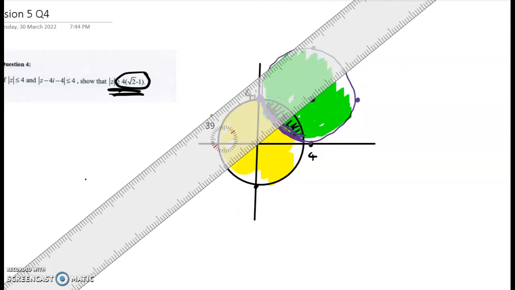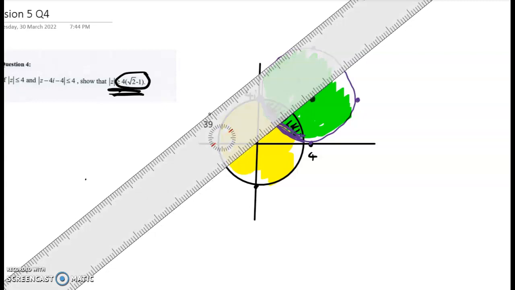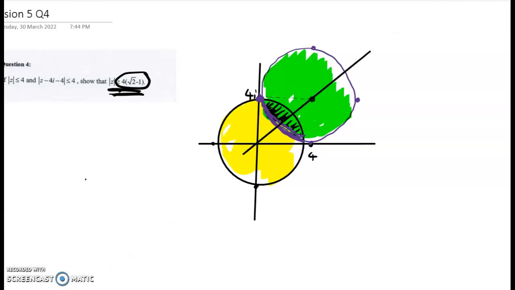It's going to be on the line between the origin and the center of that other circle. Let's see if I can draw that in, right? So we're going to be on that line. What we're looking for is to find this distance here, and we need to show that it's equal to 4 times root 2 minus 1. So now we're going to go back and we're going to put in some algebra so that we can figure out what that point is.